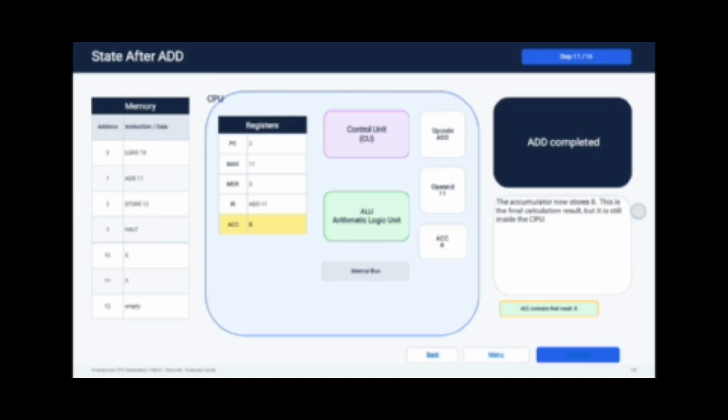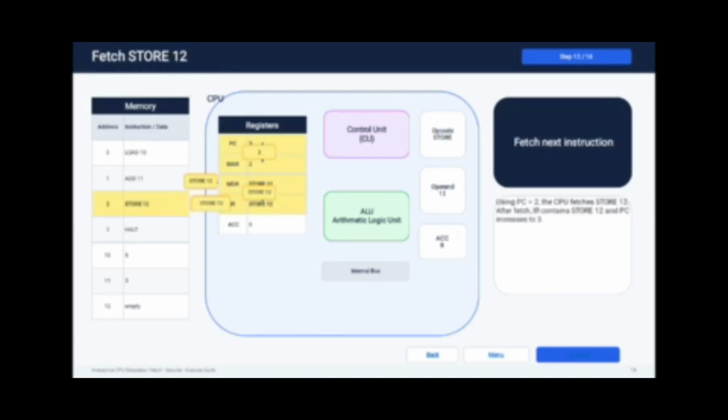In conclusion, our interactive CPU simulator helps users understand the fetch, decode, execute cycle more clearly. It shows how instructions move from memory to the CPU and how data is processed step by step. This project makes an abstract topic easier to understand because users can see the process visually.